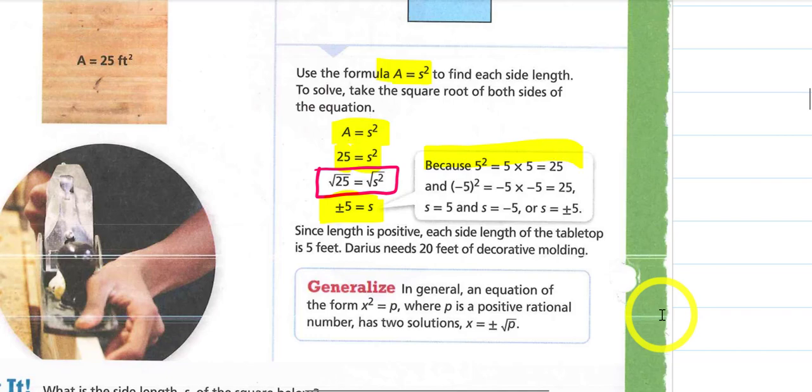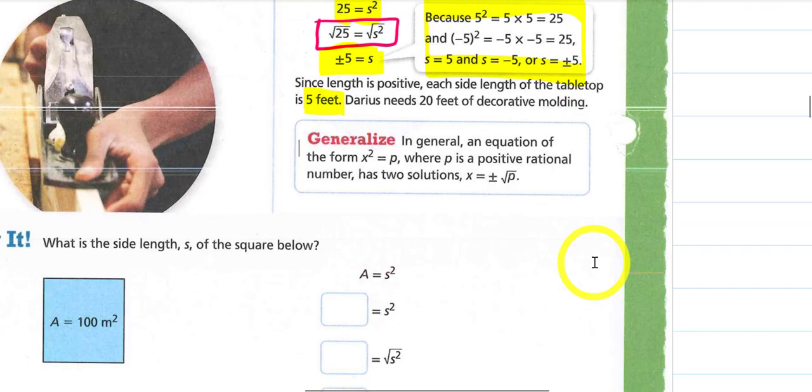And the reasoning is here. We've talked about this in class. We know that both negative 5 squared will equal a positive 25, and also positive 5 squared will equal a positive 25. We will need 5 feet for each side, and we're going to use the positive in giving the answer because length is going to need to be positive.